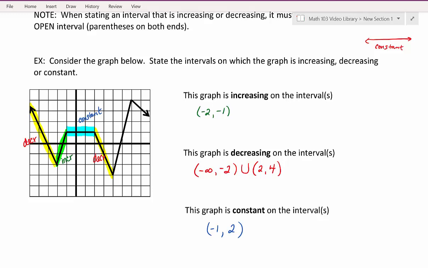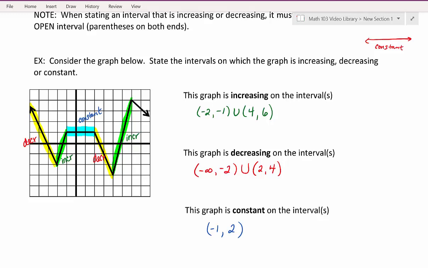Looking at the next piece of our graph, it's going up from left to right. That means our graph is increasing on this interval. We want to write the x values of this interval in interval notation. The smallest x value is +4, and the largest x value is +6. Again, you'll notice I put a union symbol in between these two pieces of interval notation.